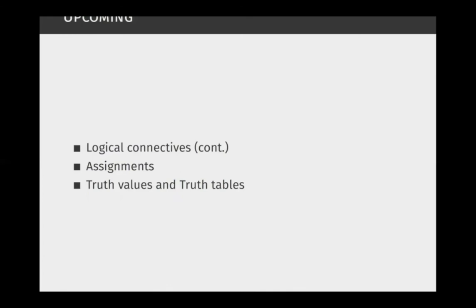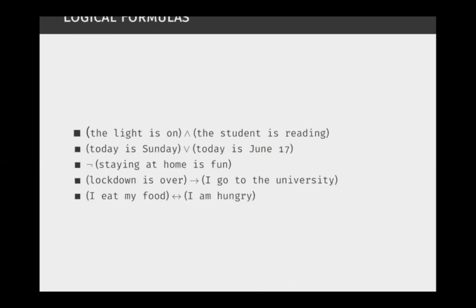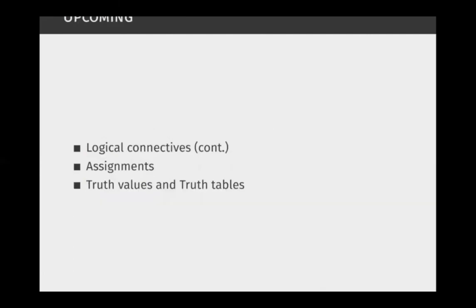And we will also consider the concept of an assignment, which is simply stating the truth value of a proposition based on our observation. For example, in the first case, we want to evaluate the truth value of the first statement when, let's say, the light is on, but the student is not reading. So this is one assignment. Finally, we will consider the truth values of all the connectives that we have considered in this lecture today.